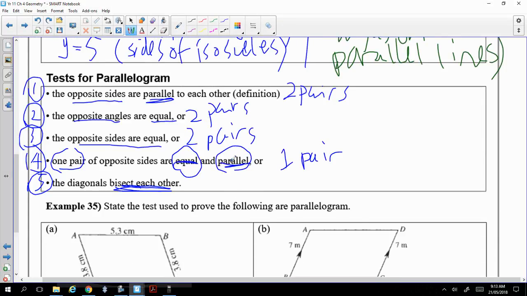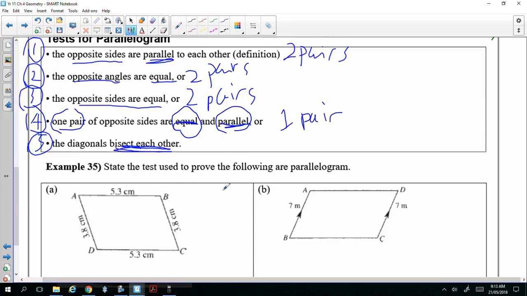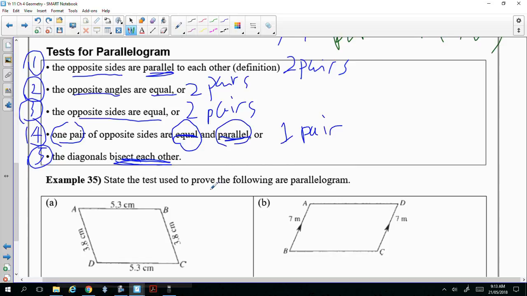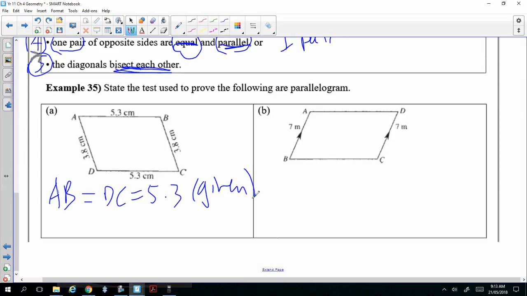So we're going to look at example 35A. Now, which test would you say to say that this is a parallelogram? Opposite sides are equal, yes. So you should give some reasons. Just say AB equal to DC equal to 5.3, given. And the other one, AD equal to BC equal to 3.8, also given. And then we say, therefore, ABCD is a parallelogram.